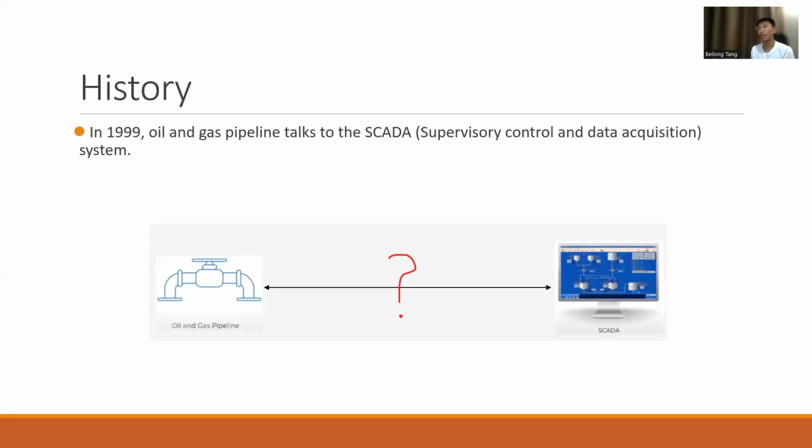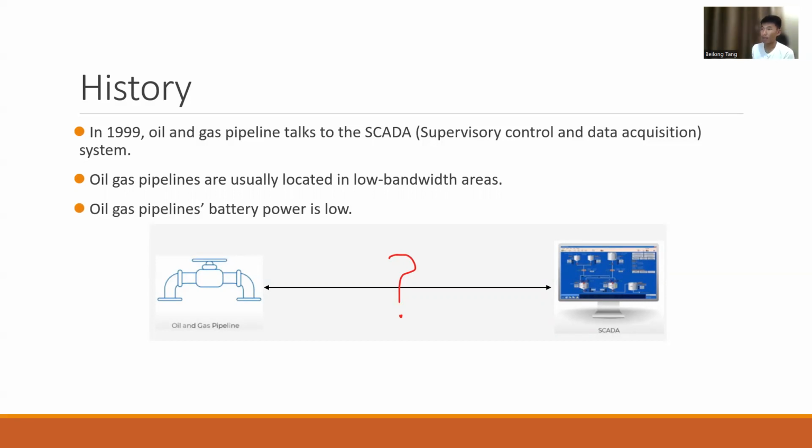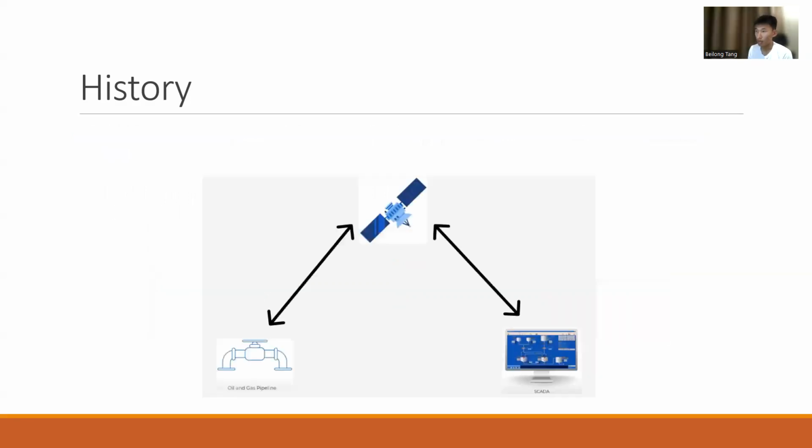So the history of it: in 1999, oil and gas pipelines talked to the SCADA system. The SCADA system, you can think of as software that can monitor the behavior of the pipeline. So how are we going to communicate with them through some kind of mechanism? One issue is that the pipelines are usually located in low bandwidth areas and their battery power is low.